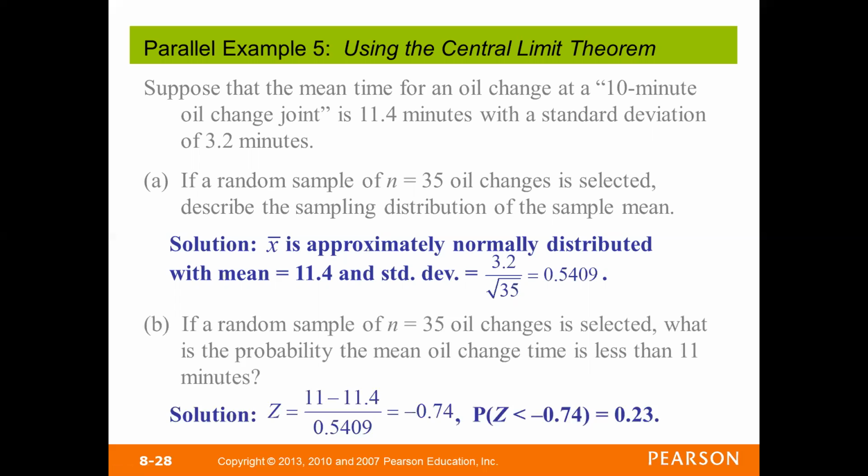So now if we want to know the probability that I'm less than 11, we're going to go back and do the same thing that we did before. I'm going to convert the 11 to a z-score. So I'm going to take 11 minus the mean we have for our distribution of 11.4, divided by the standard deviation of that sampling distribution, which is 0.5409. So this gives me a z-score of minus 0.74. So now I want to know the probability that z is less than minus 0.74. I'll go to my table, I'll look up minus 0.74, and I'll see a value of 0.23.